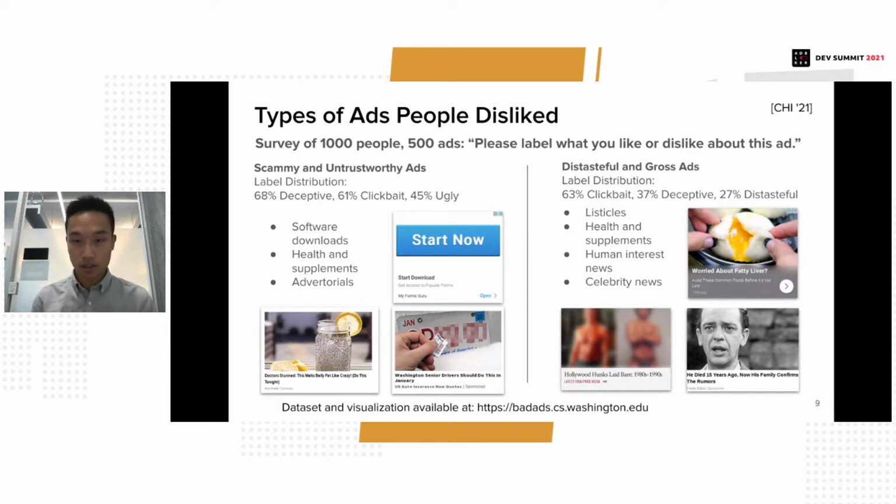We actually found 16 clusters in total. I don't have time to talk about all of them, but we have a visualization at our website at badads.cs.washington.edu. So if you're interested in looking more, please look there.